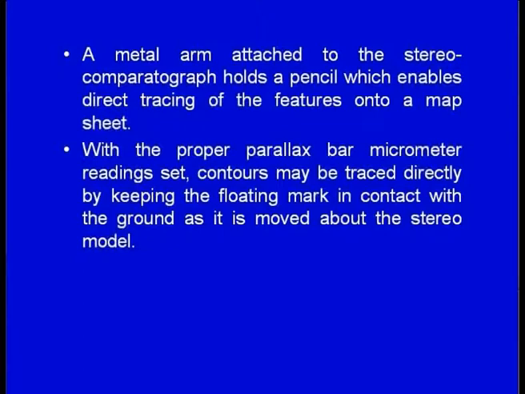A metal arm attached to the stereo comparagraph holds a pencil which enables direct tracing of the features onto a map sheet. With proper parallax bar micrometer readings set, contours may be traced directly by keeping the floating mark in contact with the ground as it is moved about the stereo model. With this, the user will now be able to create a map using a pair of overlapping photographs.